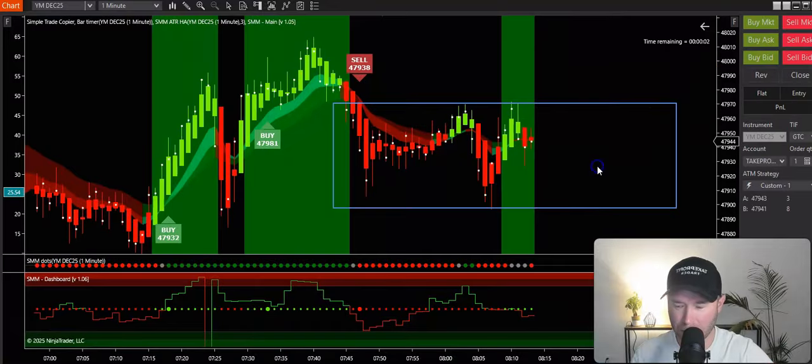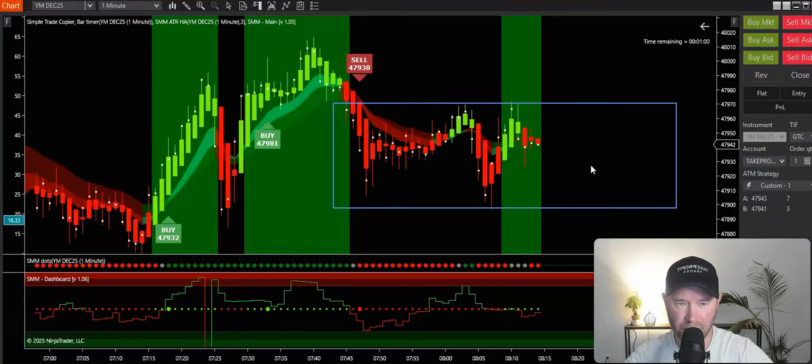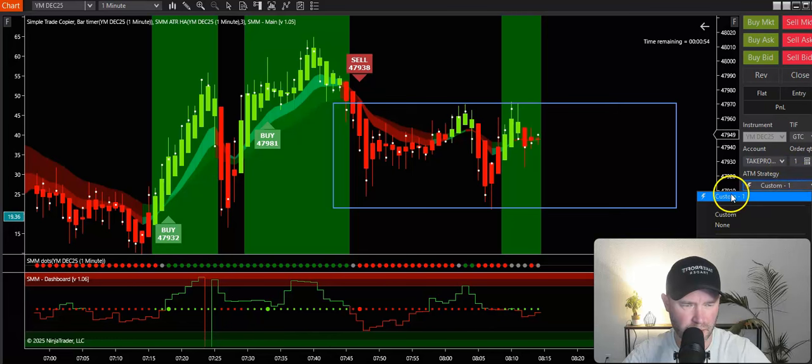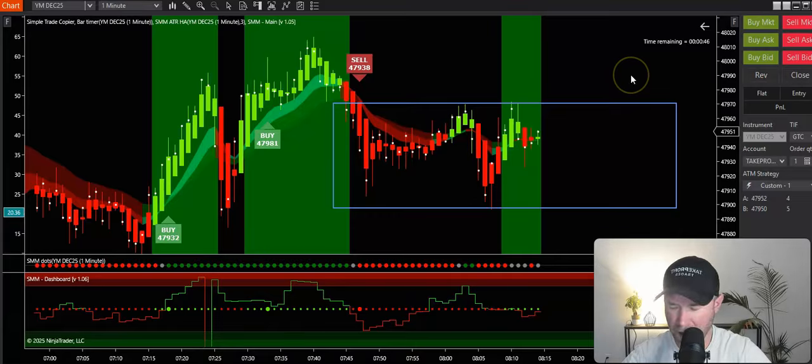I am so confused. I keep saying that was the last trade, but I don't even know what to believe anymore because this is the most bizarre trade copier craziness. And I don't even know what's going on.